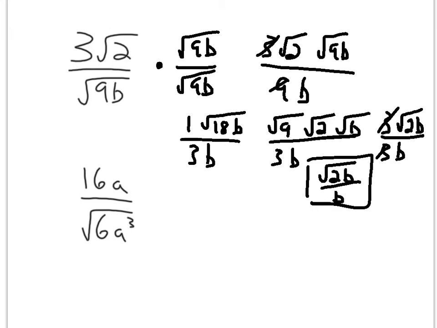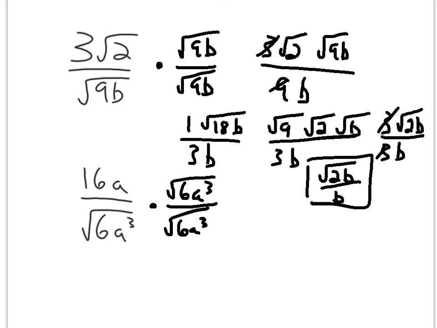Alright, and one last example here. So we got 16a over the square root of 6a cubed. Now 6 doesn't have a perfect square factor. A cubed does, okay, but since 6 doesn't, I'm going to go ahead and rationalize to start with. So I'm going to multiply this by the square root of 6a cubed all over the square root of 6a cubed.